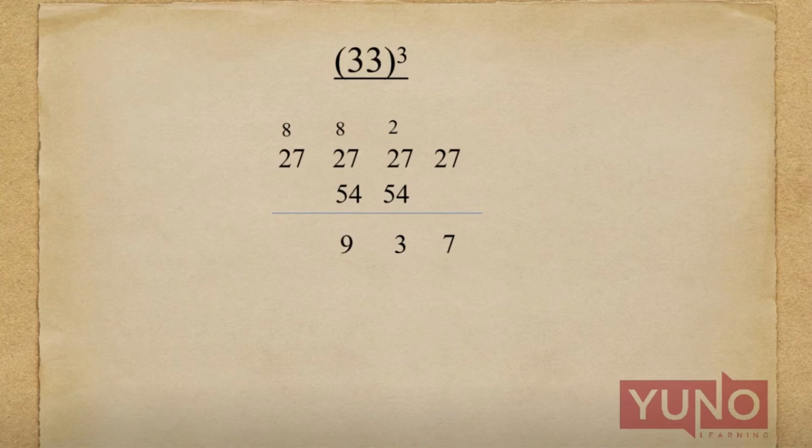Now, 27 plus 8 is 35. Okay, your final answer is ready. Your final answer is 35937. It's very simple. You can observe that. Let me move to the other example.